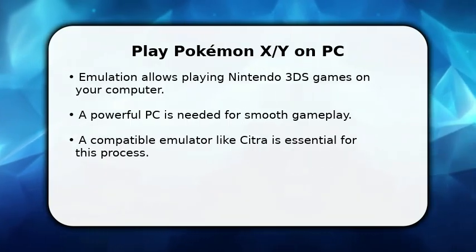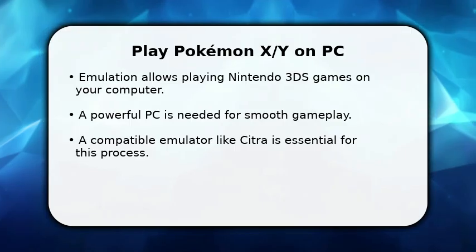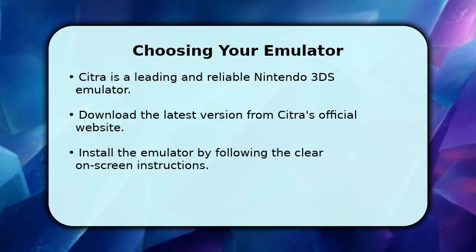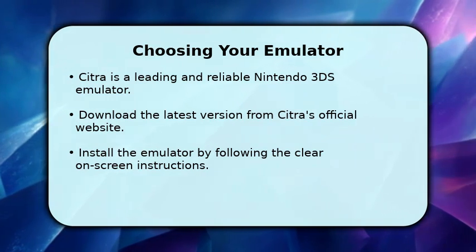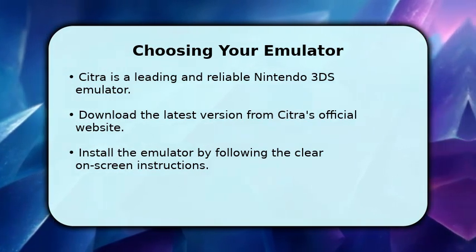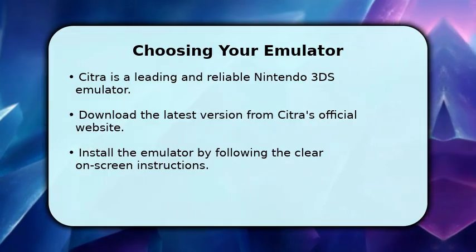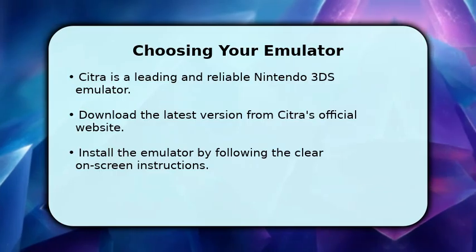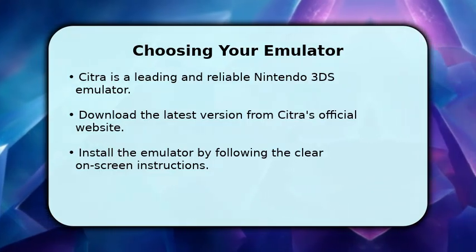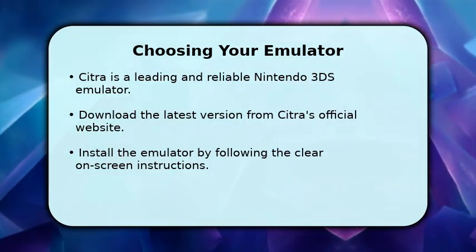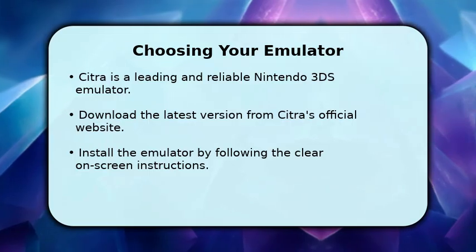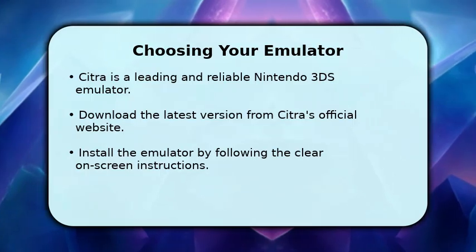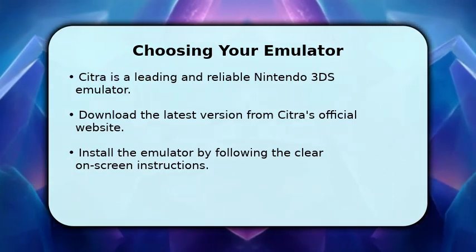The process involves a few key steps, starting with selecting the right software. The primary tool for this is an emulator, and Citra is widely recognized as the best option for Nintendo 3DS games. Head to their official website to download the most current version. Installation is straightforward. Just follow the prompts. Before you begin, quickly check that your computer's specifications meet Citra's minimum requirements for optimal performance.